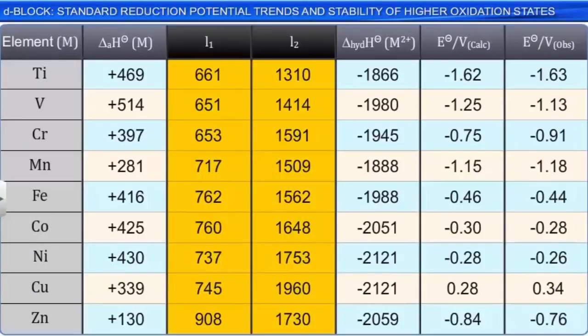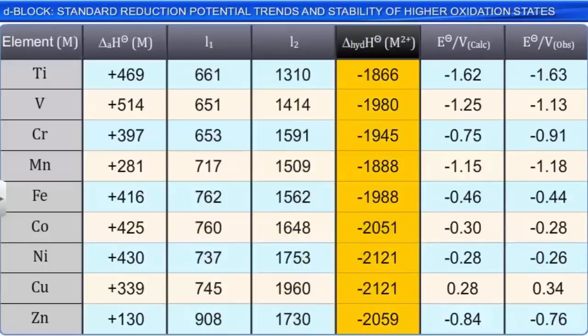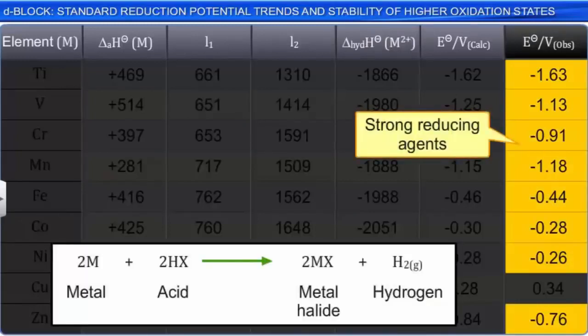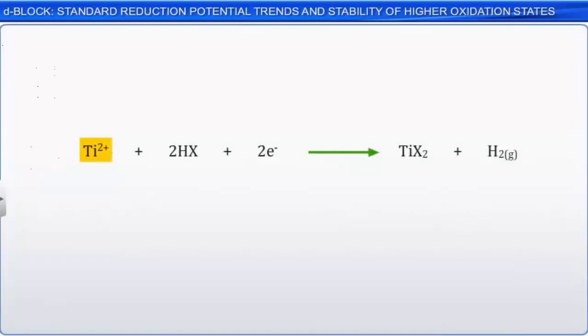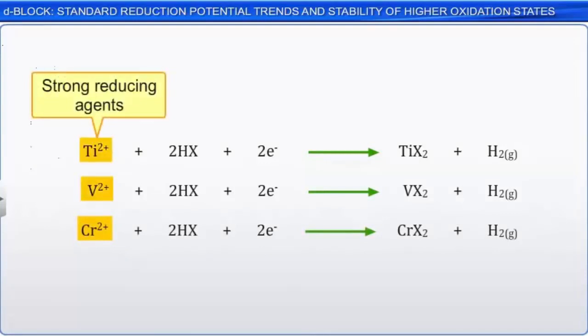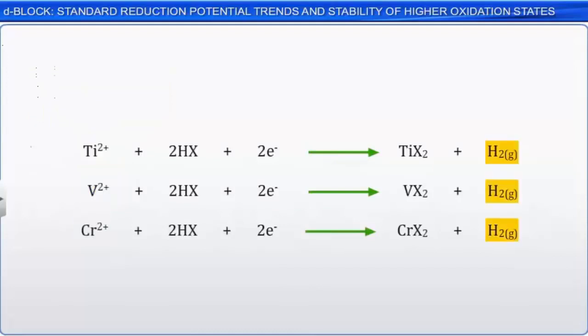All those elements with negative reduction potentials act as strong reducing agents and liberate hydrogen from dilute acids. For example, titanium 2+, vanadium 2+, and chromium 2+ ions act as strong reducing agents and liberate hydrogen from a dilute acid, as shown in the equations here. On the other hand, copper, with a positive reduction potential, does not liberate hydrogen from dilute acids.